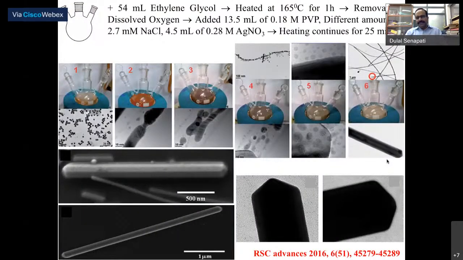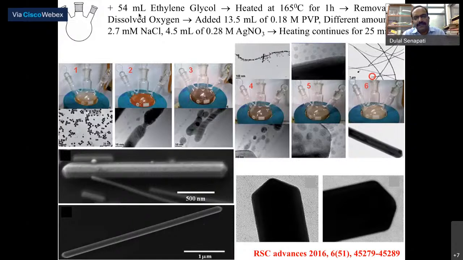Not only that, we adopt a similar approach for nanowire synthesis. What is this nanowire synthesis? Here we use ethylene glycol, as I mentioned in my previous slide. When we use ethylene glycol as the surfactant or stabilizing agent, we can get very thin nanowires.